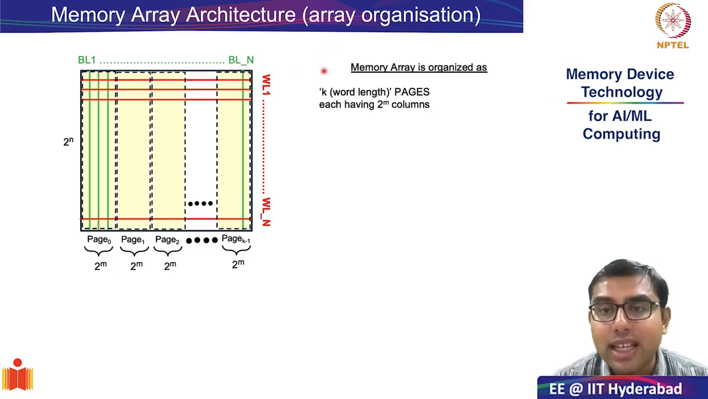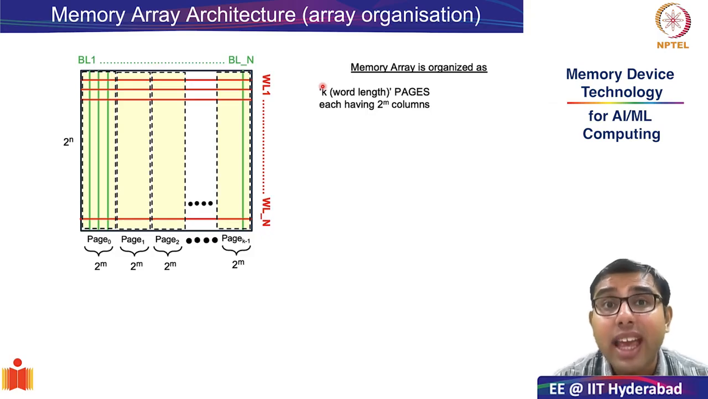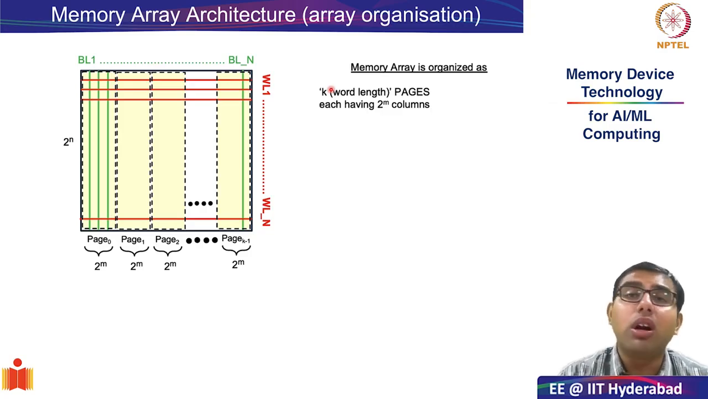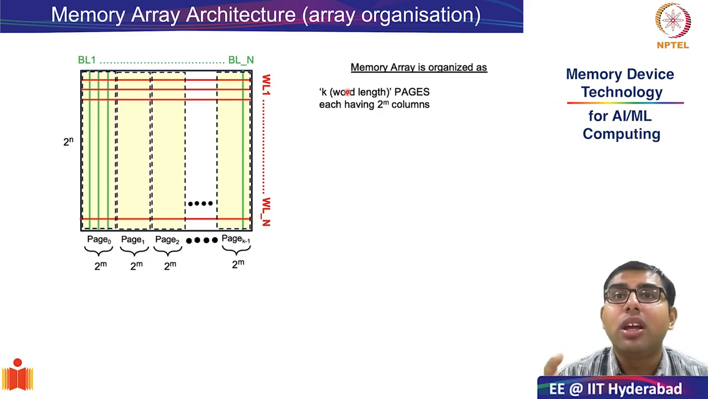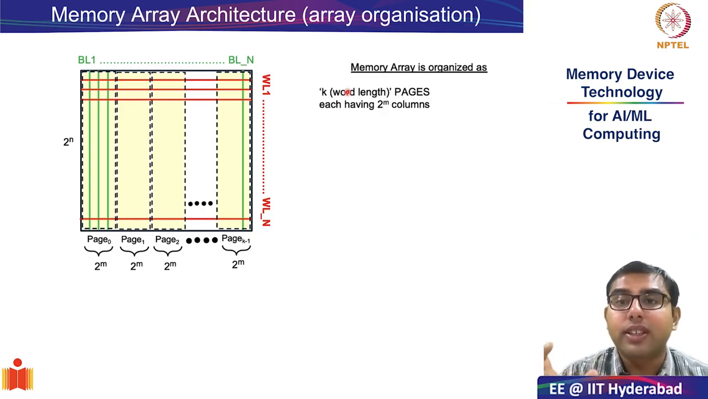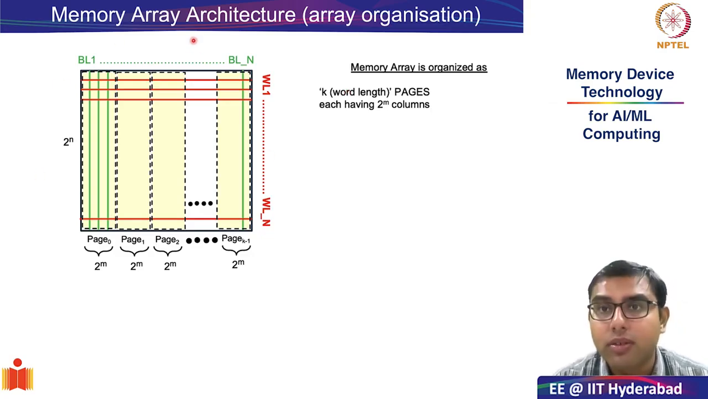In the most general case, the number of pages in a memory array is the same as the word length which is expected from the CPU. Try to recall, the word length is nothing but the size of the data that is expected from the CPU once it asserts a particular address on the address bus. So the number of pages in the memory element is equal to k.